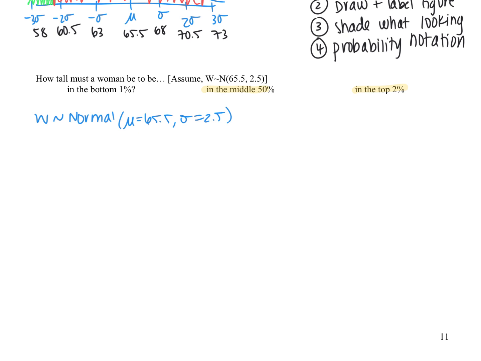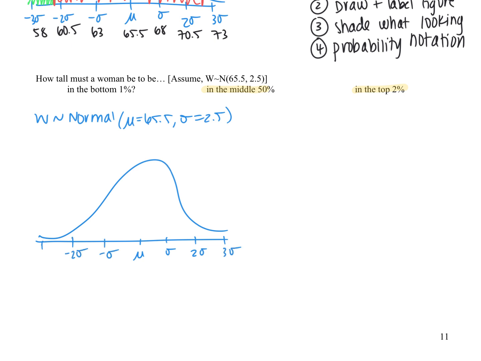And then we're not being lazy. We're drawing our figure. Okay, so we have a mean, standard deviation, 2, and 3. And then we have 1 lower, 2 lower, and 3 lower. Our mean is 65.5. If we add that 2.5, we get 68, 70.5, 73. Go down, we get 63, 60.5, and 58.